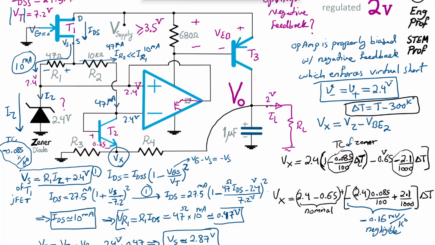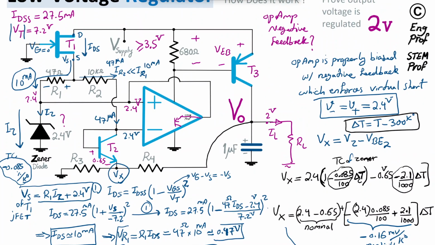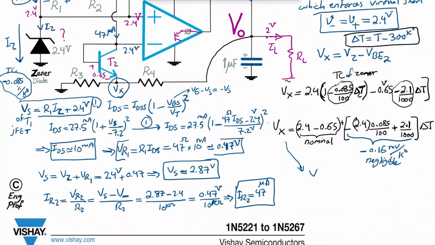As a result, just to make sure we have the right design here, I can say Vx in this design is just roughly the nominal value, which is 2.4 minus 0.65, which is 1.75 volt. It is nearly temperature independent.